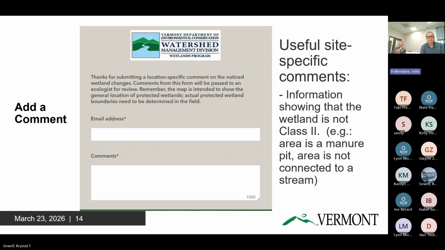When you select Report Comment, a new window will open, prompting you to enter your email address and your comments. Site-specific comments can include information you have about the extent and location of a mapped wetland, if it is an error, such as a manure pit that has been incorrectly mapped, etc. In addition to providing location-specific comments through this online mapper, you can provide comments here today and/or through written comments to the environmental notice bulletin.